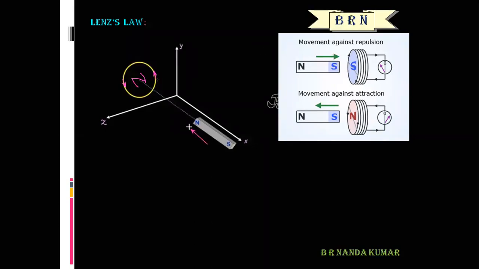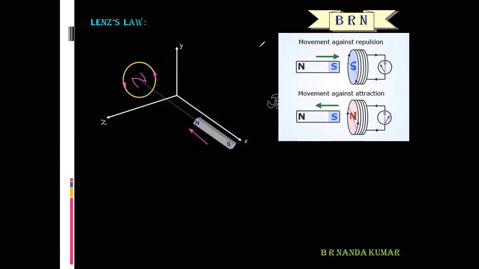So when the north pole of the bar magnet is moving towards the face of the loop, what happens? The number of magnetic field lines passing through the loop changes. EMF induced in the loop produces the induced current that flows in the anti-clockwise direction. So now the face of the loop behaves like a north pole, and the direction of induced current opposes the further change of the magnetic flux.